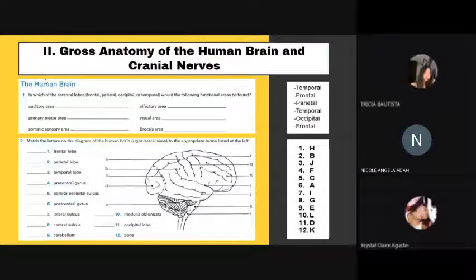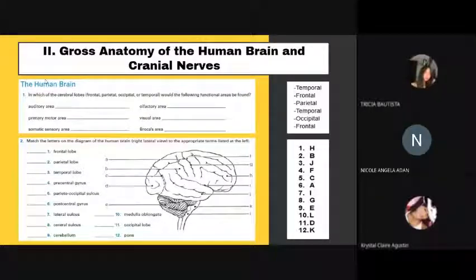Next is gross anatomy of the brain and cranial nerves. The human brain. Number 1. In which of the cerebral lobes, frontal, parietal, occipital, or temporal, would the following functional areas be found? Auditory area, temporal; primary motor area, frontal; somatic sensory area, parietal; olfactory area, temporal; visual area, occipital; Broca's area, frontal.